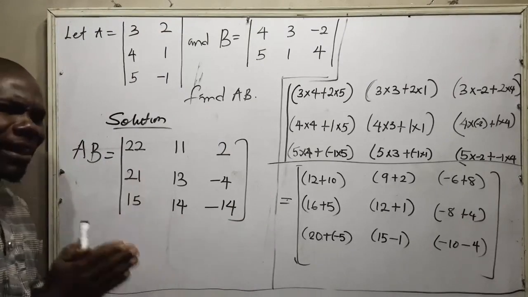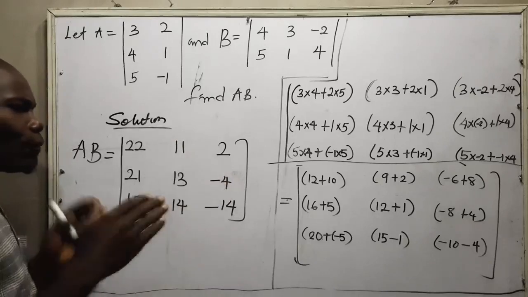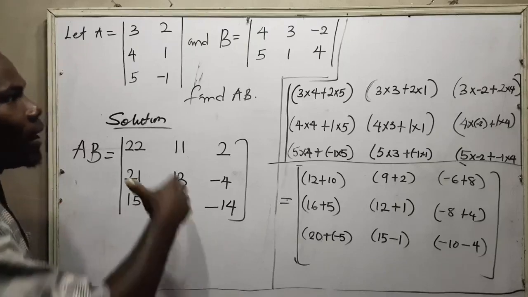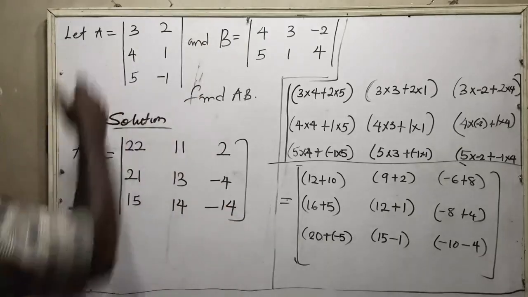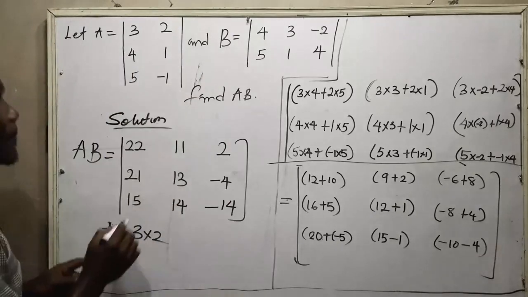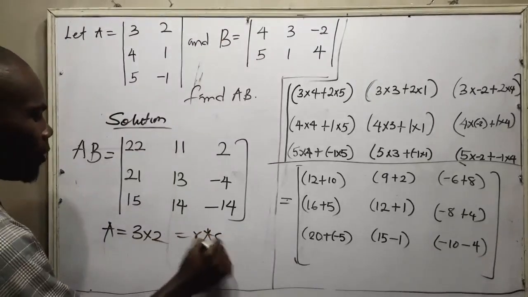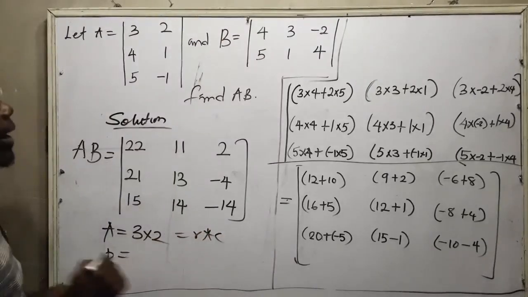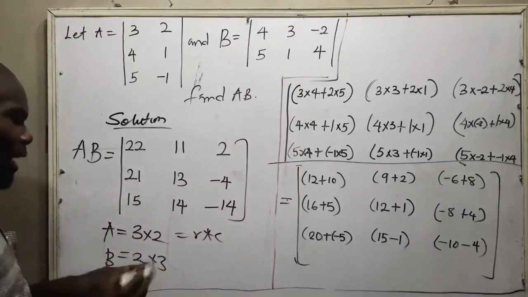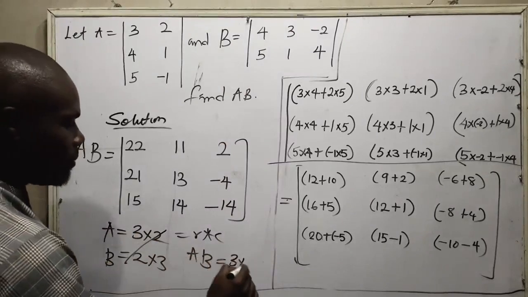So this is the best explanation to multiply matrices. Don't even consider whether they are of the same order. Like this, A is of order 3 by 2, that is row by column, and B is of order 2 by 3. That is why our AB will now give us 3 by 3.